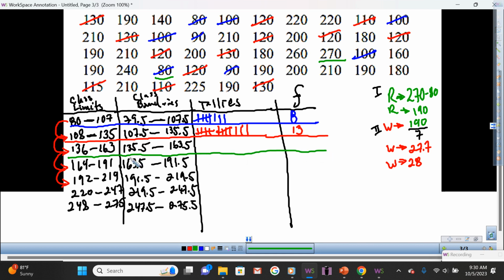All right, let's continue. 135.5 to 163.5. Here's 1. 2. Hands if you got 2. Yeah, all right. So far, so good. Next one.